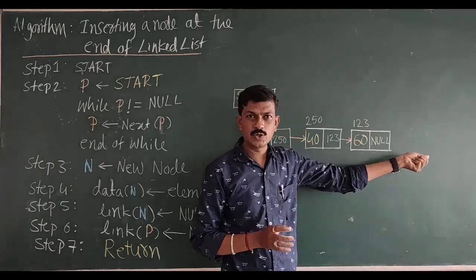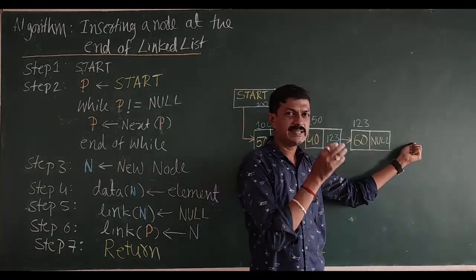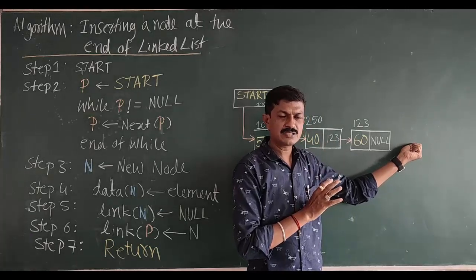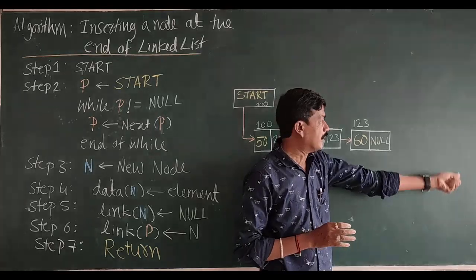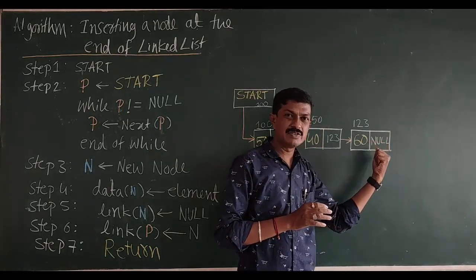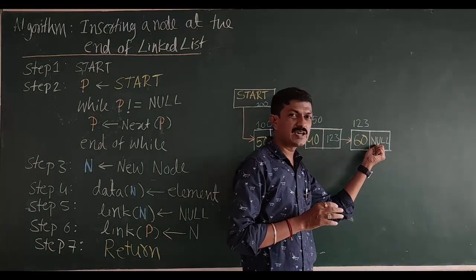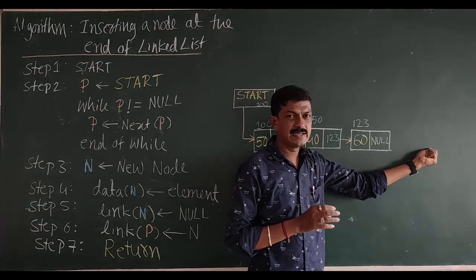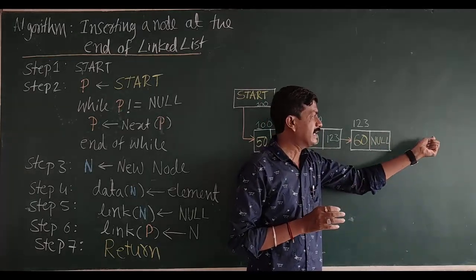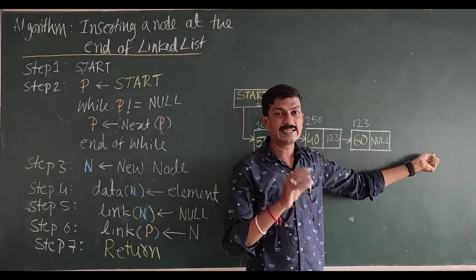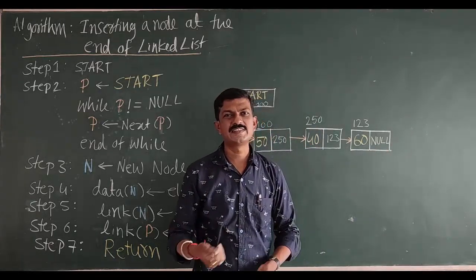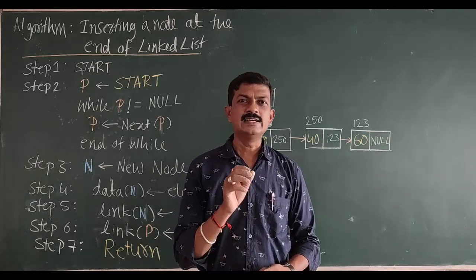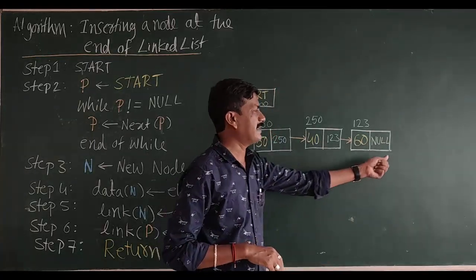Once I created a node, for the data part I need to insert a data element, it's a value. For the link part I need to assign a null value. For the last previous node which I listed, for this memory location, the new node which I created, that address should be assigned to this previous node's link value. It is how we are going to be inserting a node at the end of the linked list.